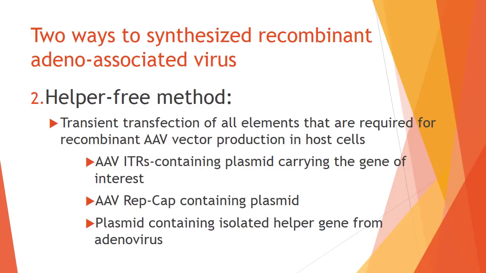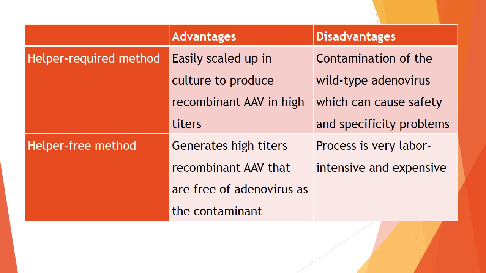This method requires three elements. First is the adeno-associated virus inverted terminal repeats containing plasmid carrying the gene of interest. Second, the adeno-associated virus rep and cap containing plasmid, and third, a plasmid containing isolated helper genes from adenovirus. Both of the methods have their own advantages and disadvantages.